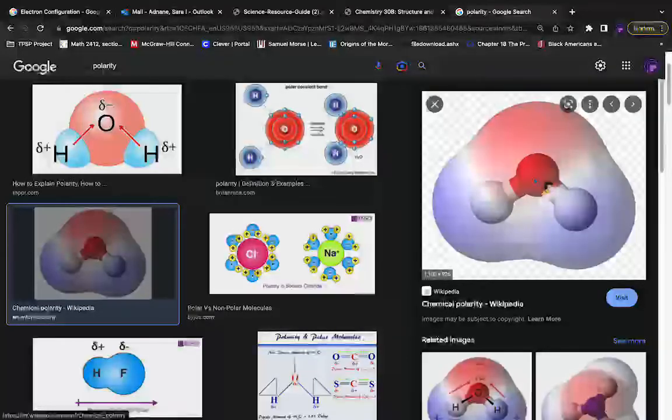And then hydrogen, since it's the one that's more willing to give, it has a slightly positive charge.